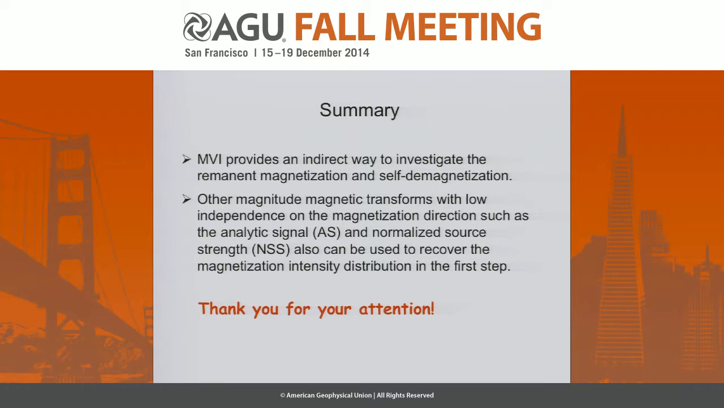Lastly, magnetization vector inversion provides an indirect way to investigate the remanent magnetization and the self-demagnetization. Other magnetic transforms, such as analytic signals and normalized source strength, can also be used to recover the magnetization distribution in the first step of the M-ID method.